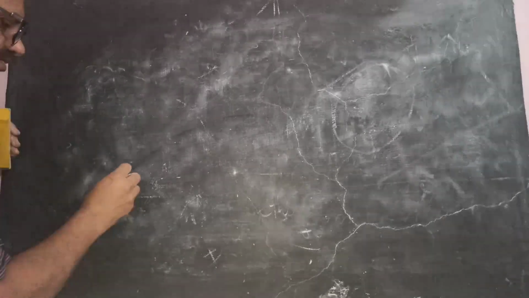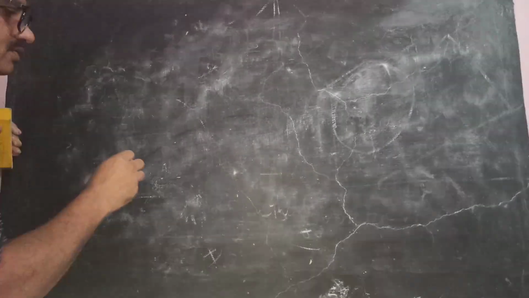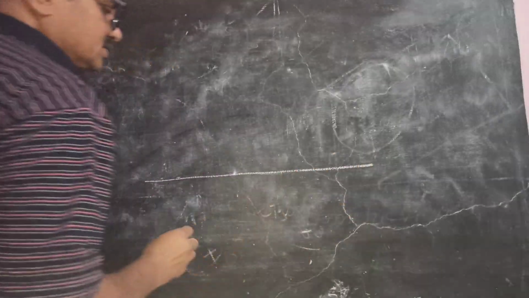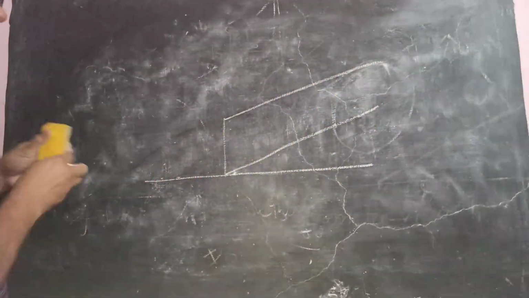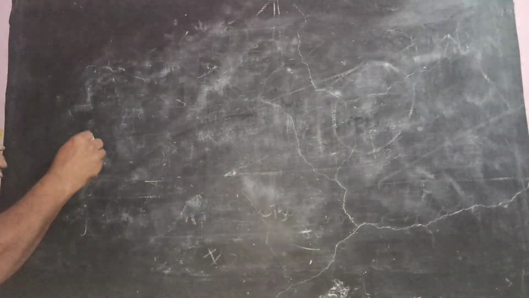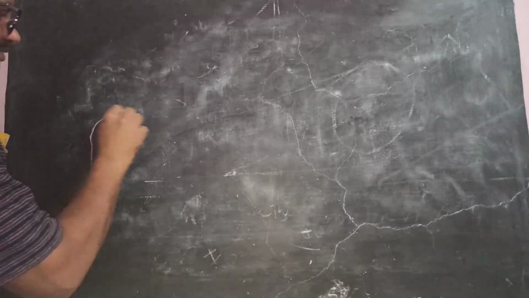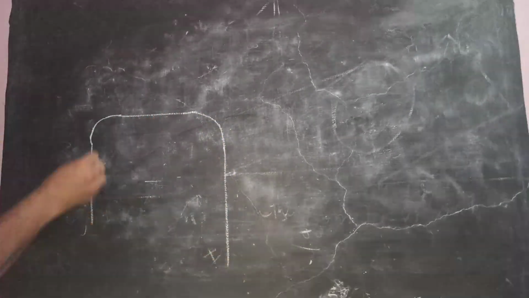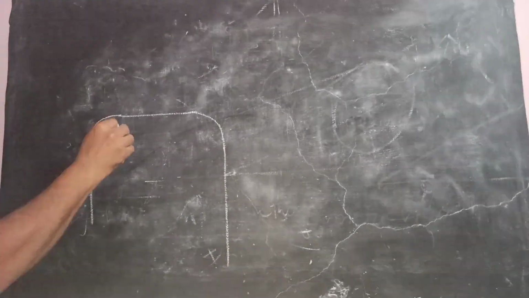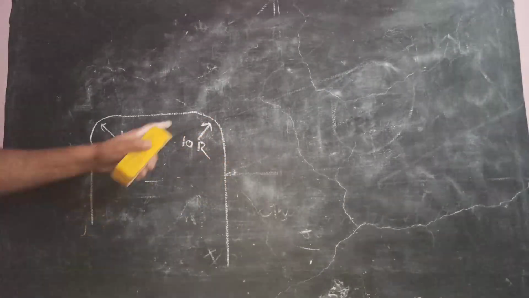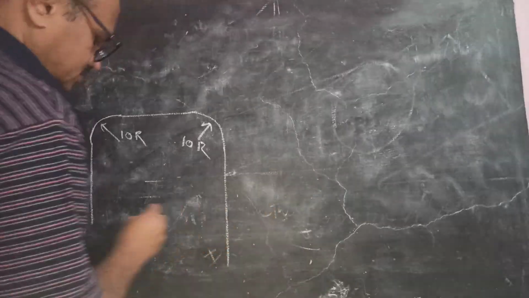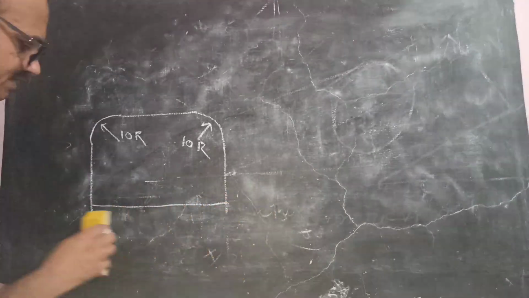Now if the shape is like this, if you want to draw the shape which is round, I will give you an example. If this shape is round like this and here also it is round, and this radius is given as 10r and this radius is also 10r, how to draw the curve in isometric? So this is the diagram we are having, and we want to draw the isometric of this.